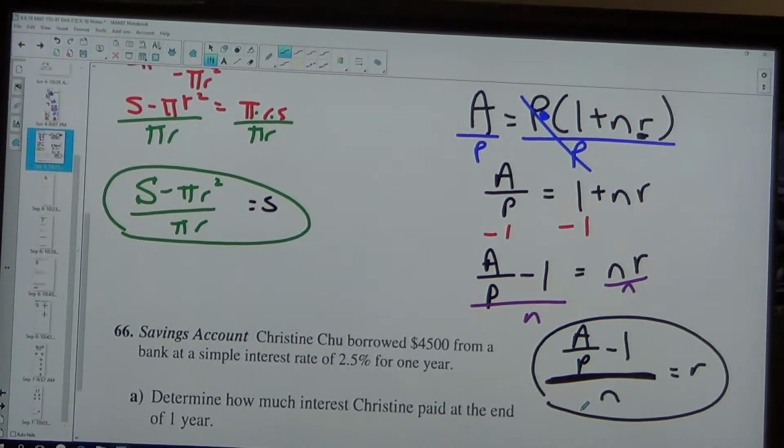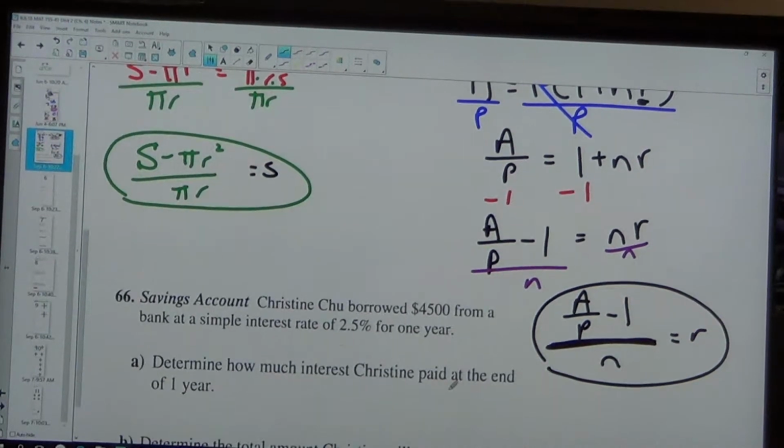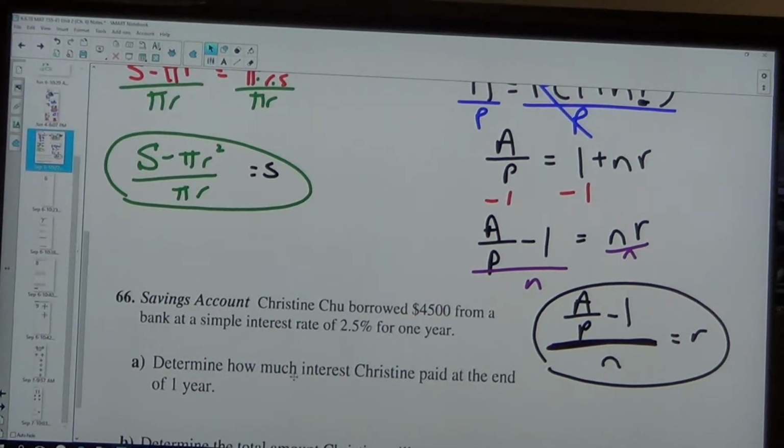I promise that's the end of those. I'm not going to give you the hard ones, I'm just going to give you the easier ones.